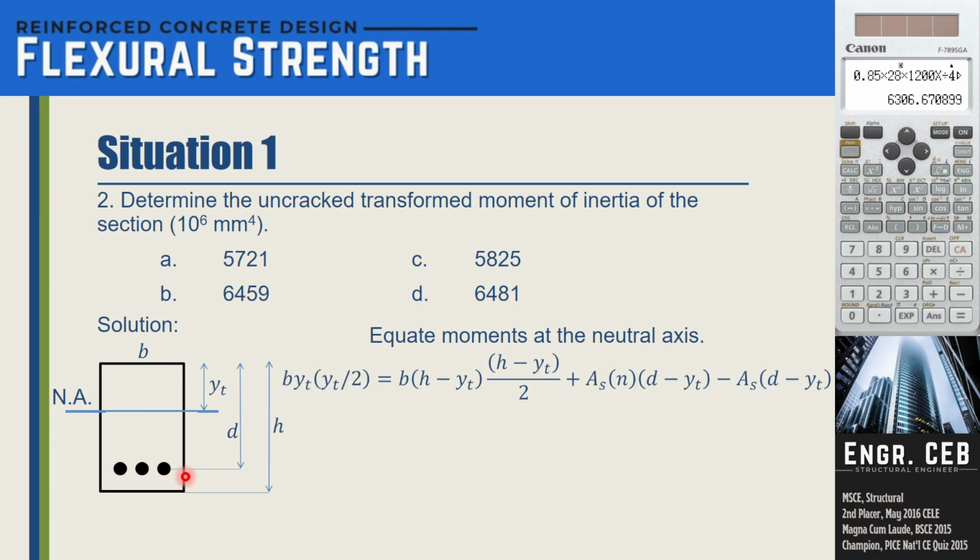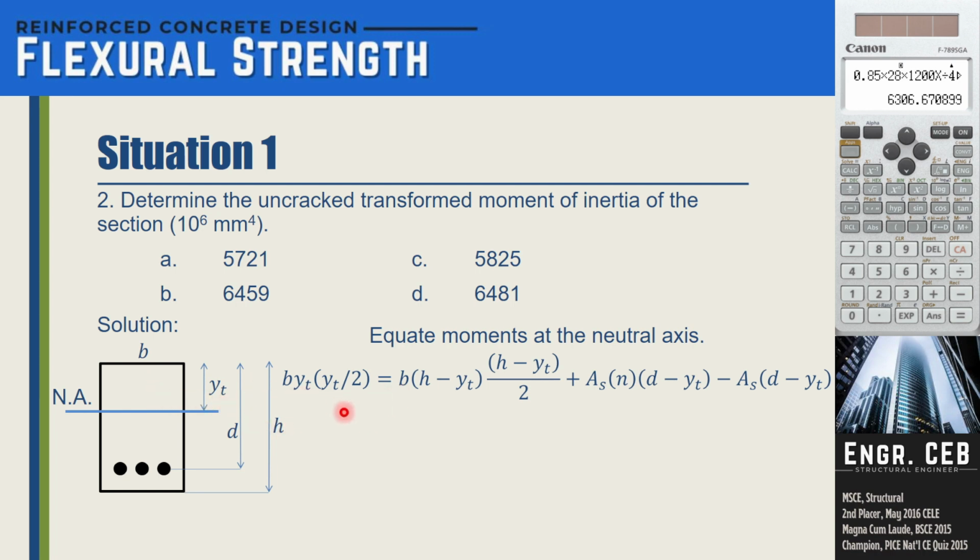So how are we going to represent that? This is the equation. Take note, this is not a general equation, so you don't need to memorize this because you can simply derive it based on the dimensions given. First, the portion of the cross-section above the neutral axis is simply a rectangle. So we take the moment of this rectangle towards the neutral axis. The area is b times y sub t, and then we multiply it by y sub t over 2, because it is a rectangle, so its centroid is at a distance of y sub t over 2 from the neutral axis.